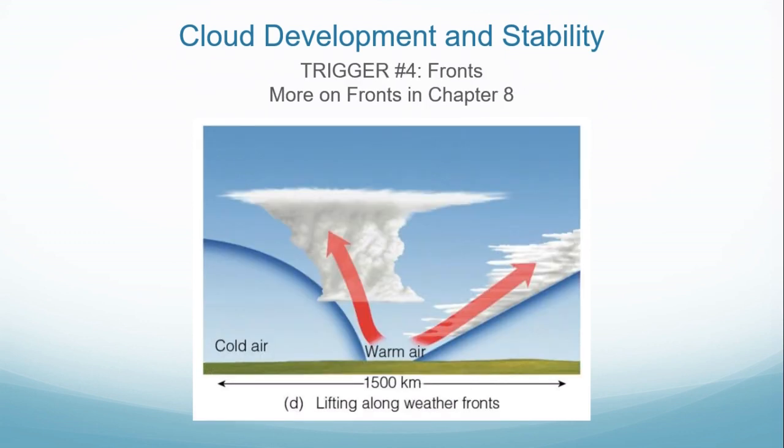The fourth trigger is fronts. This is a very long region, a line of 1,500 kilometers or more. This we're not going to discuss much here because we have an entire chapter, chapter 8, which addresses fronts.